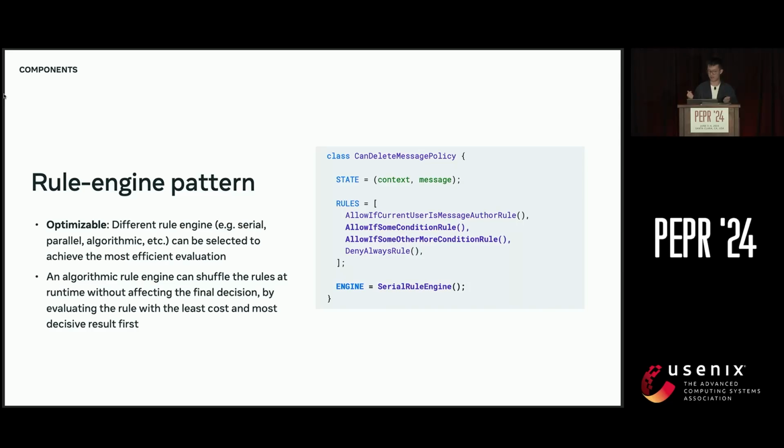The idea of the rule engine is that it changes the computation of the rules to try to find the most efficient evaluation, but it doesn't change the final result. And that's something we can improve in the evaluation. When we define the rules, we're not thinking about the specific order, but if we have a rule engine, it can optimize the evaluation order itself.